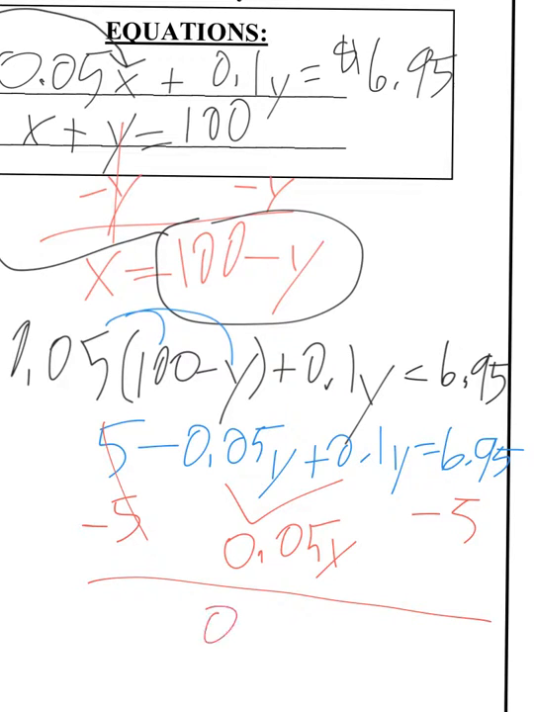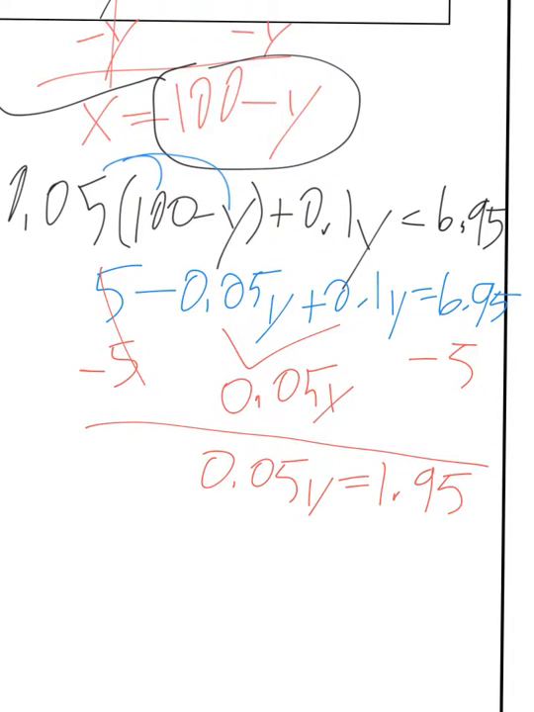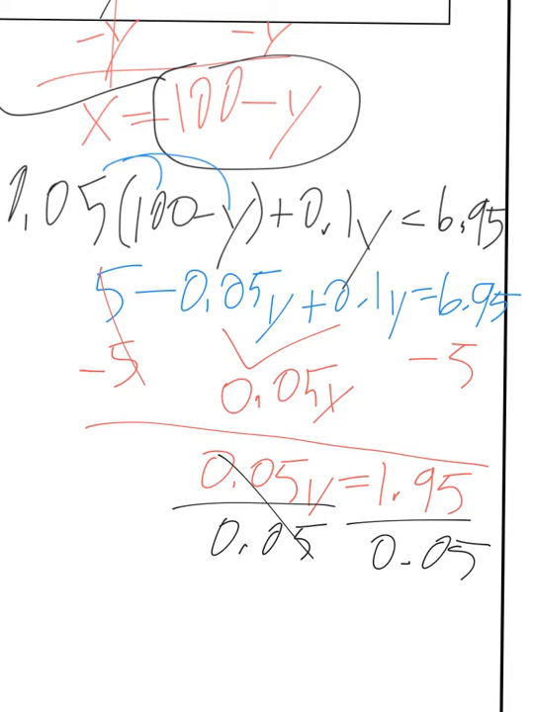And so I get 0.05y equals $6.95 minus $5 is $1.95. And so you're gonna do 1.95 divided by 0.05. All right, and then we're gonna get the number of dimes, and that number is 39. So y equals 39 dimes.